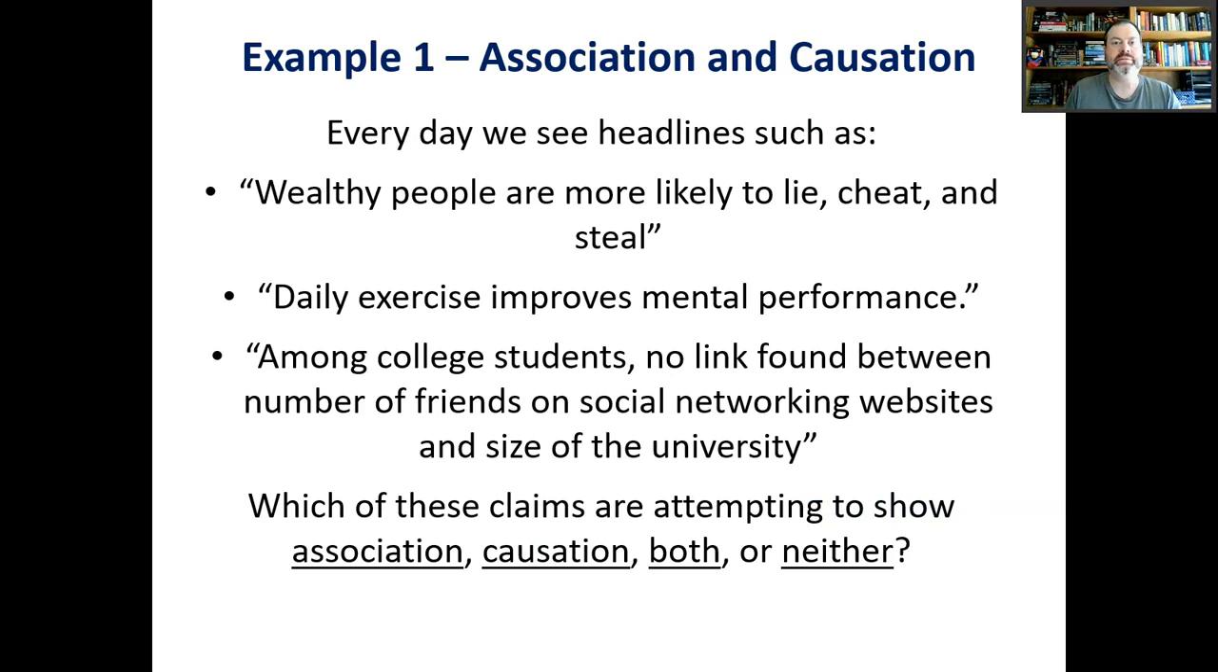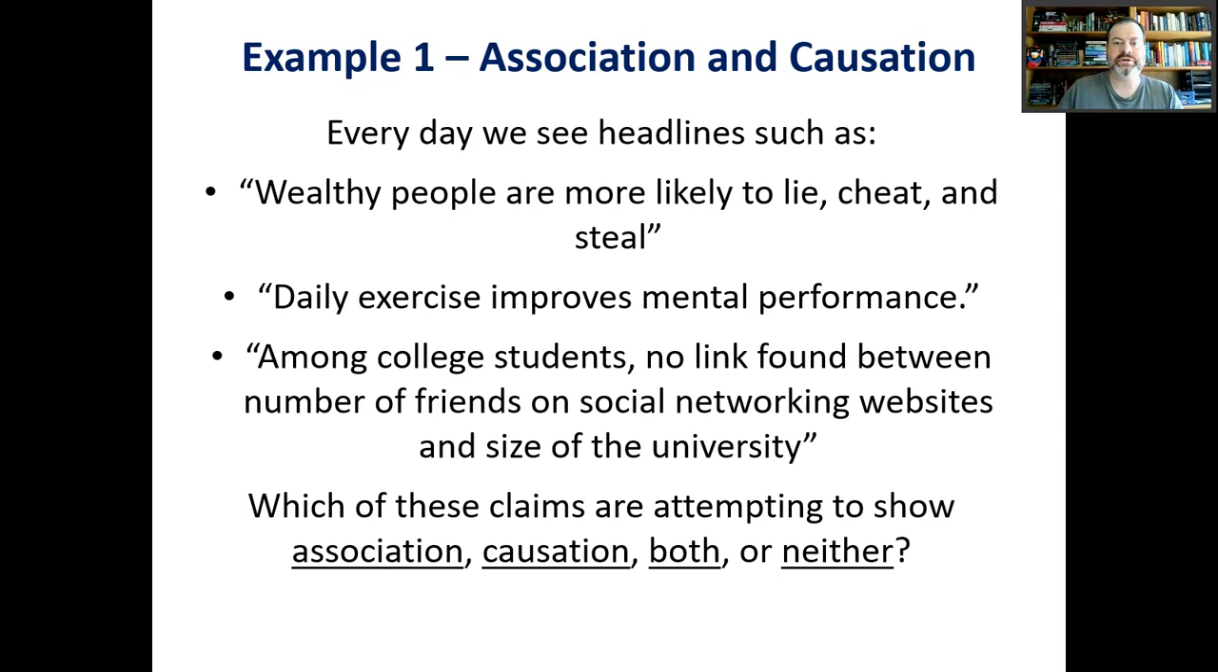So let's do a quick example of this just to see how it works. Every day we see headlines such as wealthy people are more likely to lie, cheat, and steal. Daily exercise improves mental performance. And among college students, no link found between number of friends on social networking websites and the size of the university. So which of these claims are attempting to show association, causation, both association and causation, or neither one? Because there's four things that could happen, you would think.